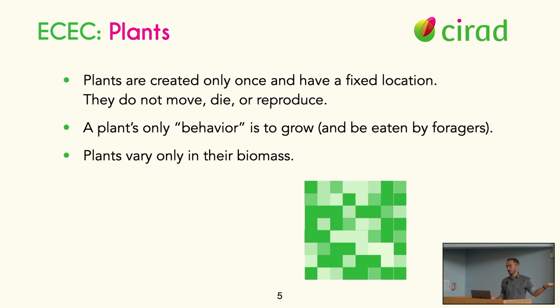If we look at the grass, or plants, it follows these simple rules. It is only created once, it has a fixed location, so it cannot move, and we make sure that the grass does not die. I will show you later how we make sure of that. It also cannot reproduce, so grass just grows until it is eaten. It has no other behavior than to grow, and the only difference between plants is biomass, so we don't have different types of plant.